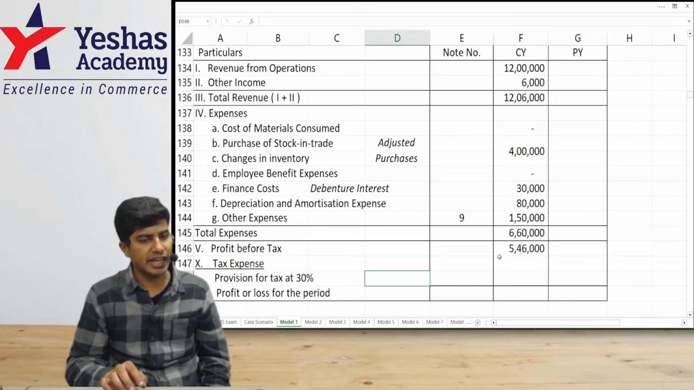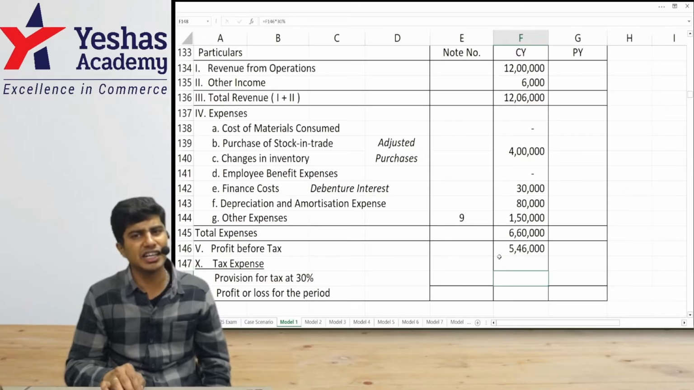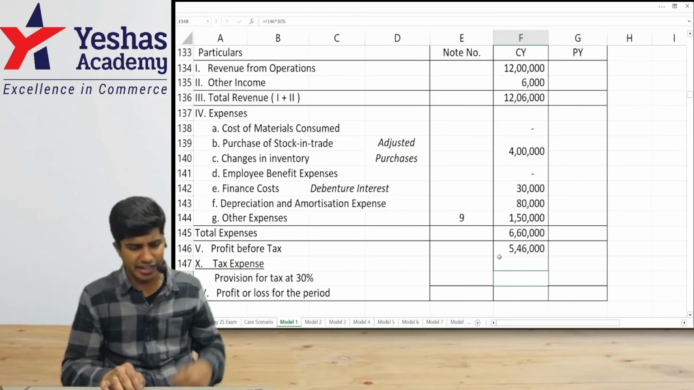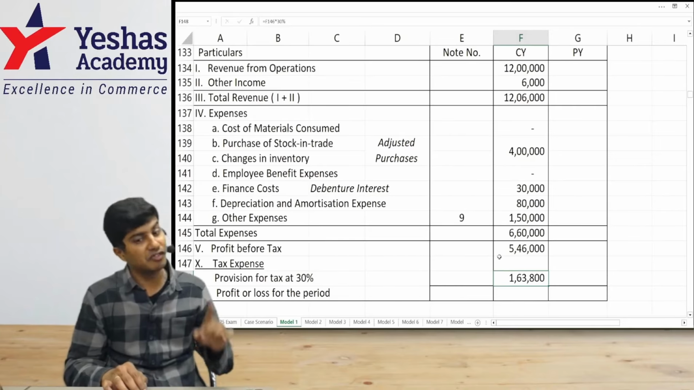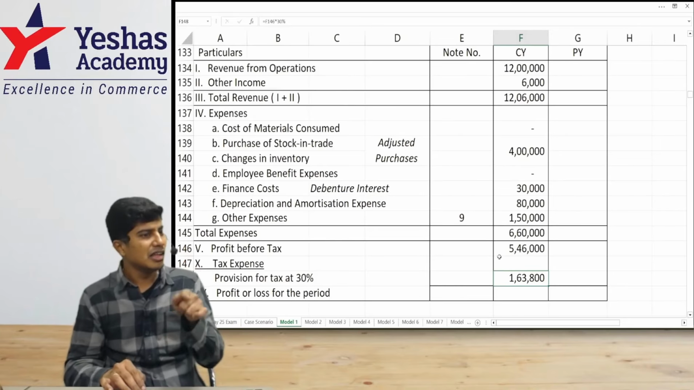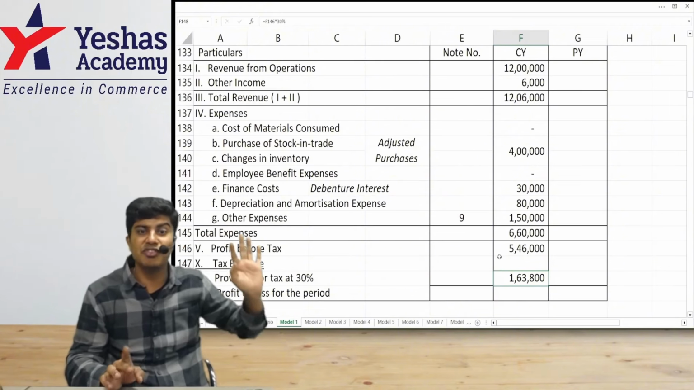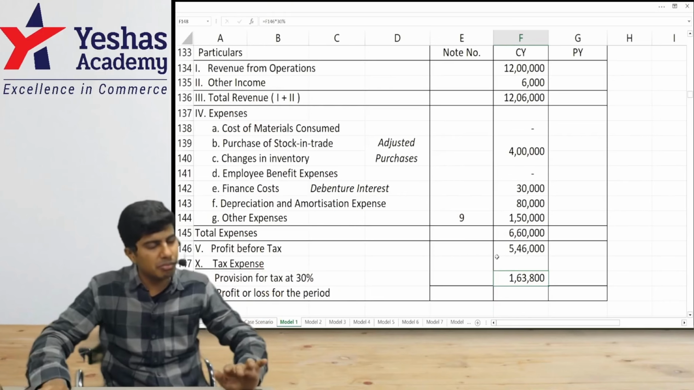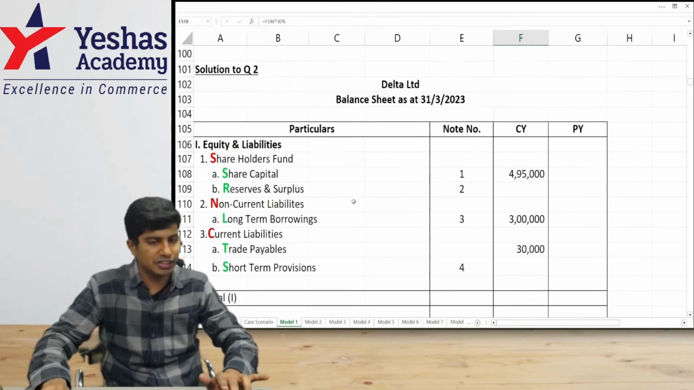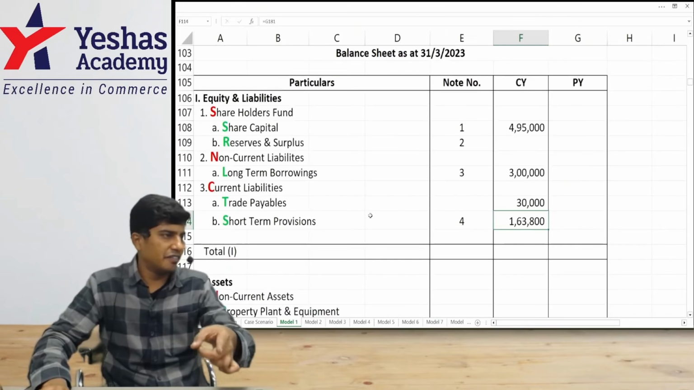On this profit before tax, 30% will go to income tax. 1 lakh 63,800. 163,800 income tax gone. Don't try to find net profit. But write 163,800. Why? If in case you go to profit, then you will go to reserves and surplus and then forget short-term provisions forever. The moment you write 163,800, remember to take it to balance sheet as short-term provision. Short-term 163,800. I've written straight.